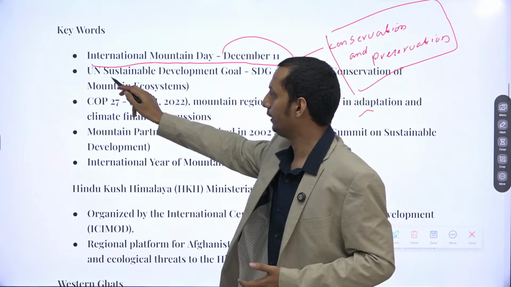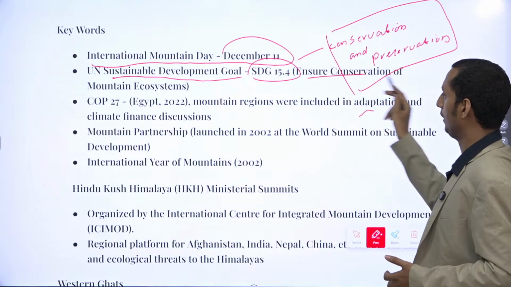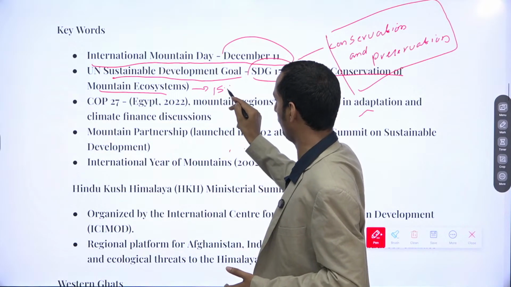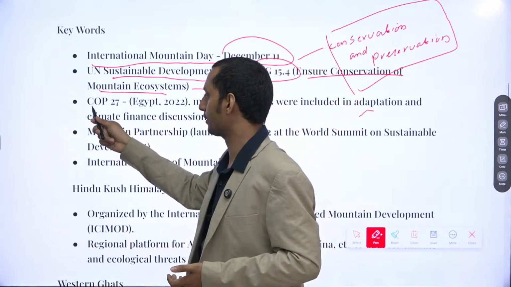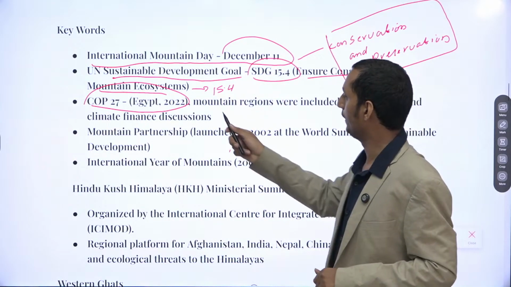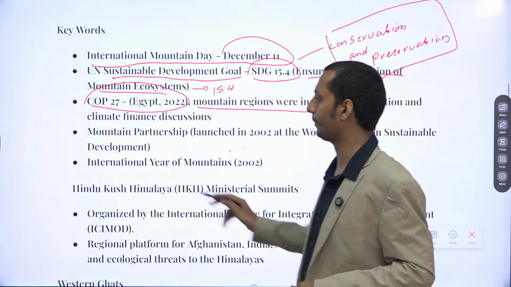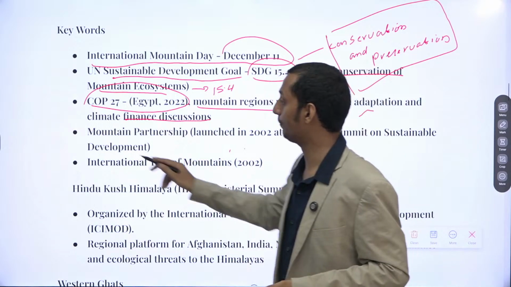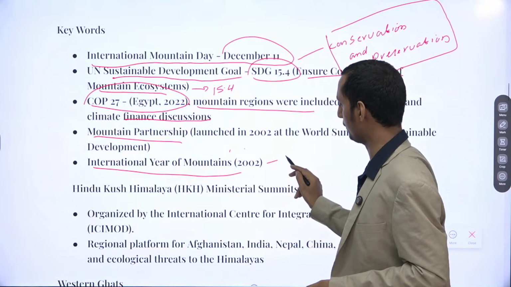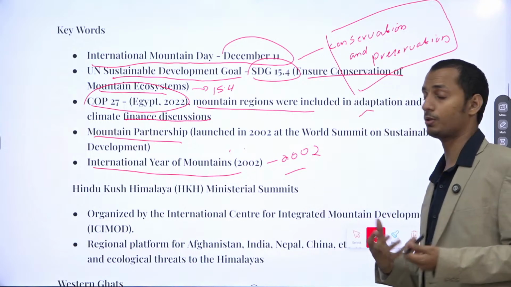You can mention UN Sustainable Development Goal SDG 15.4, which ensures conservation of mountain ecosystems. It's SDG 15.4. You can mention the Conference of Parties in Egypt, where mountain ranges were included in the adaptation and climate finance discussions. You can mention the Mountain Partnership. Also, you can mention the International Year of Mountains, which was recognized in 2002. It should also be recognized in the coming years for the conservation of these mountains.